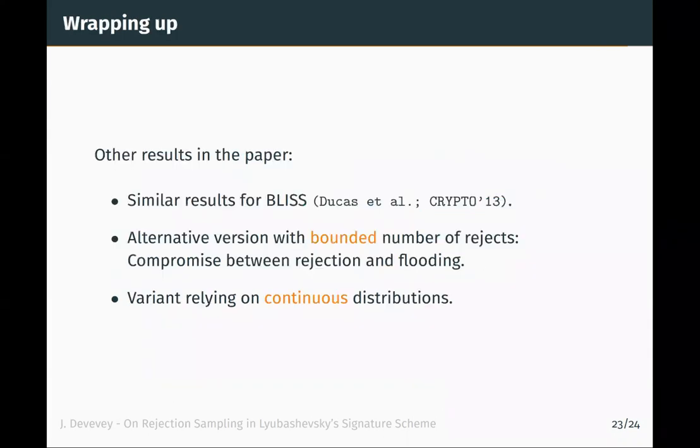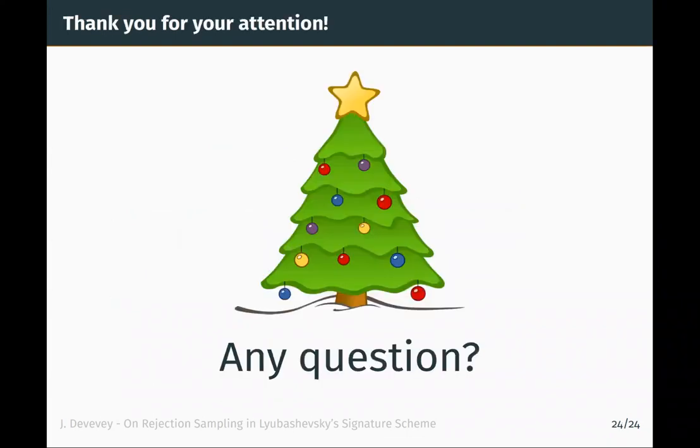To wrap things up, we have even more results in the paper. For instance, we look at BLISS. We also have some kind of compromise between rejection sampling and flooding. And we also look at what we can do if we use continuous distributions, because then we have even more choices for the distribution. So we looked at whether that was interesting or not.